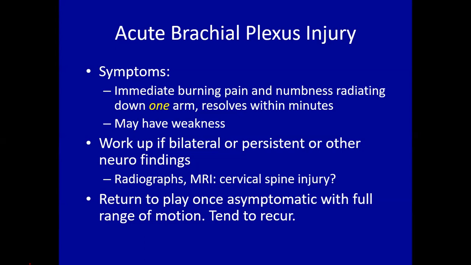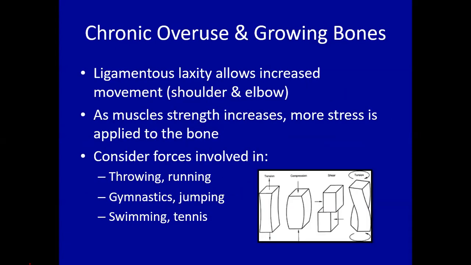So anyway, radiographs, MRI of the cervical spine, right? Because we want to look at where those nerves are coming out of the spine, and then they can return once they're asymptomatic and have full range of motion.